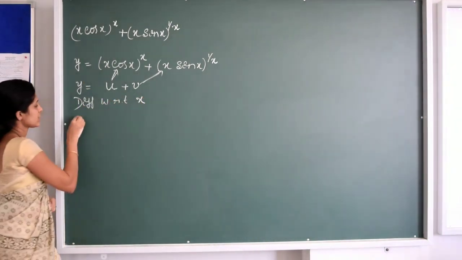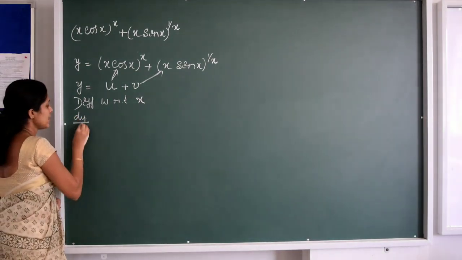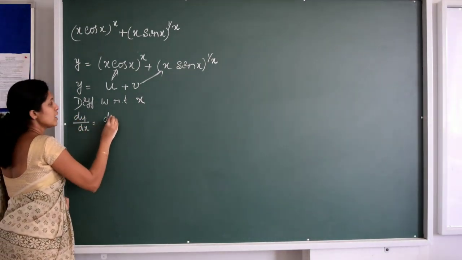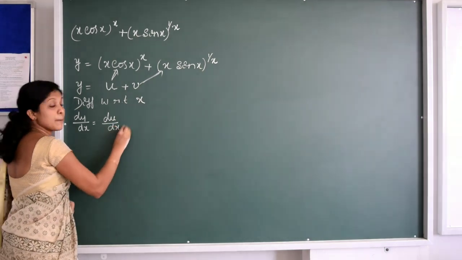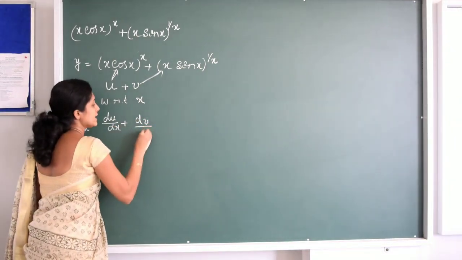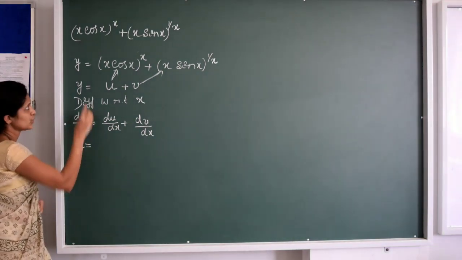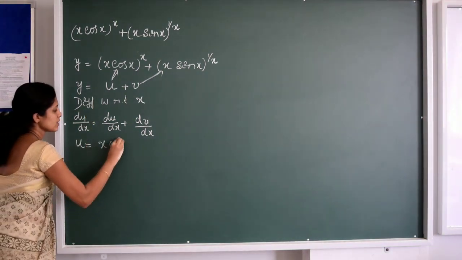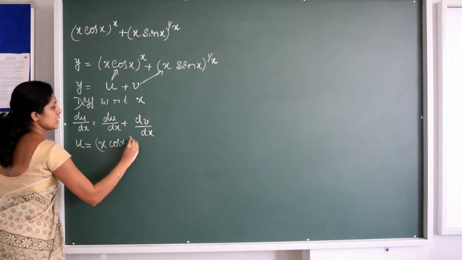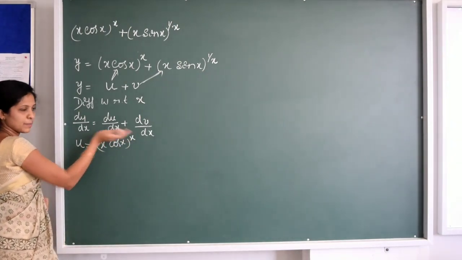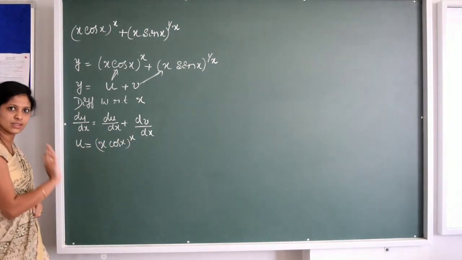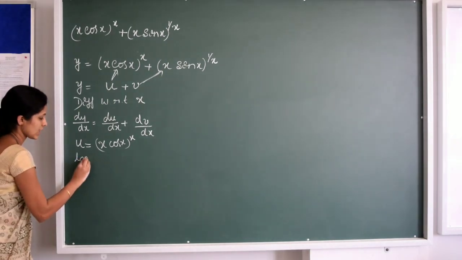So derivative of y with respect to x will be dy by dx is equal to du by dx plus dv by dx. Now we will consider the first function. First is u is equal to (x cos x) whole to the power x. Here the base and the power both are functions, so you have to consider log. There is no other option. Take log on both sides.